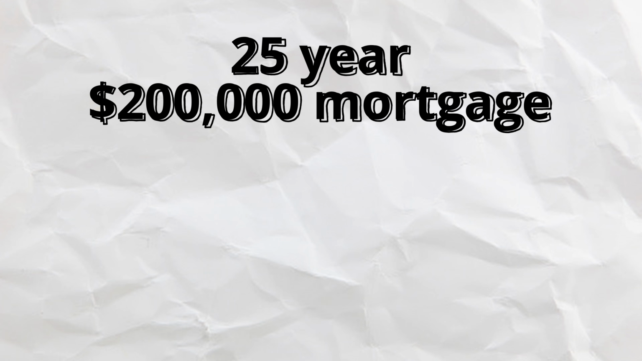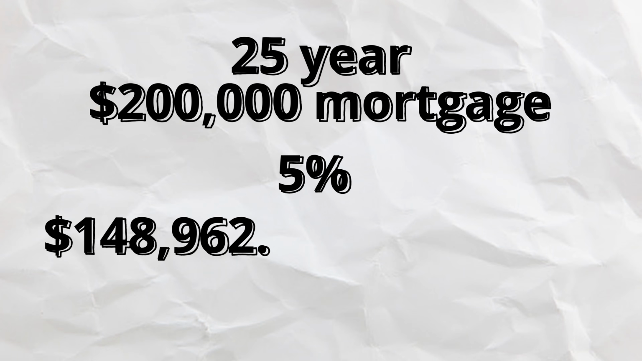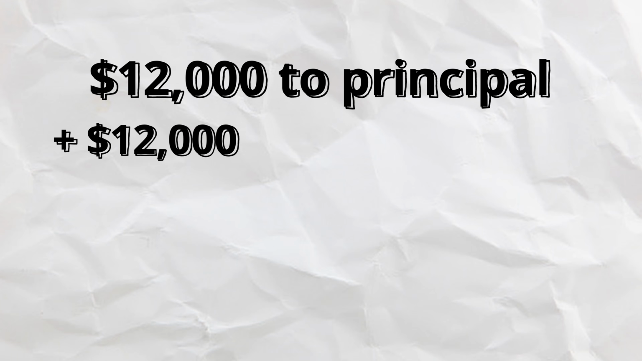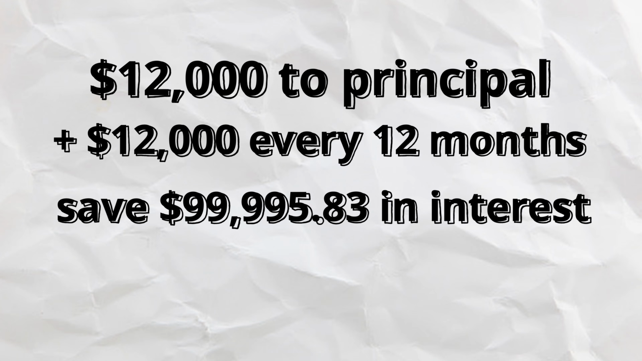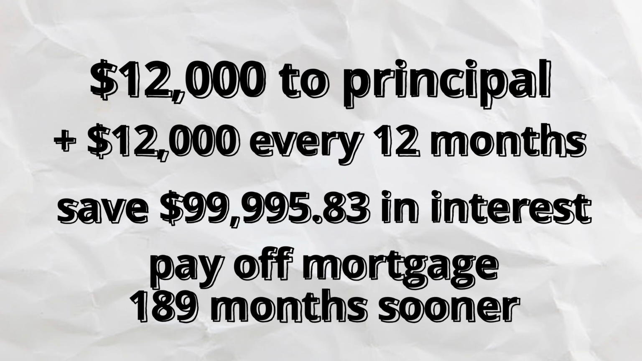But why not just pay off the loan directly using the line of credit? Well, the point of velocity banking is that if you have the right interest rates, enough cash flow, and can keep your average daily balance as low as possible, you may be able to save on interest. But is the savings actually worth it? If you had a 25-year, $200,000 mortgage and had an interest rate of 5%, and let's say the interest rate stayed the same throughout the entire loan, you would pay $148,962.87 in interest. But if you chunked $12,000 right away and did this every 12 months, you would save $99,995.83 for the entirety of the loan and pay off your mortgage 189 months sooner.